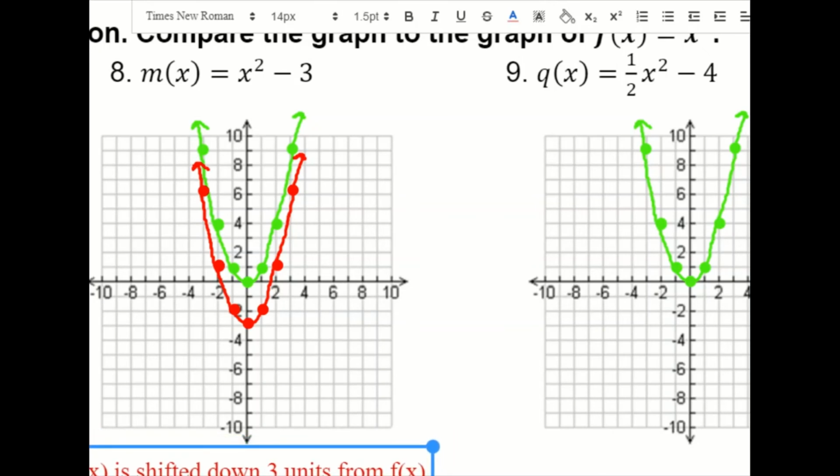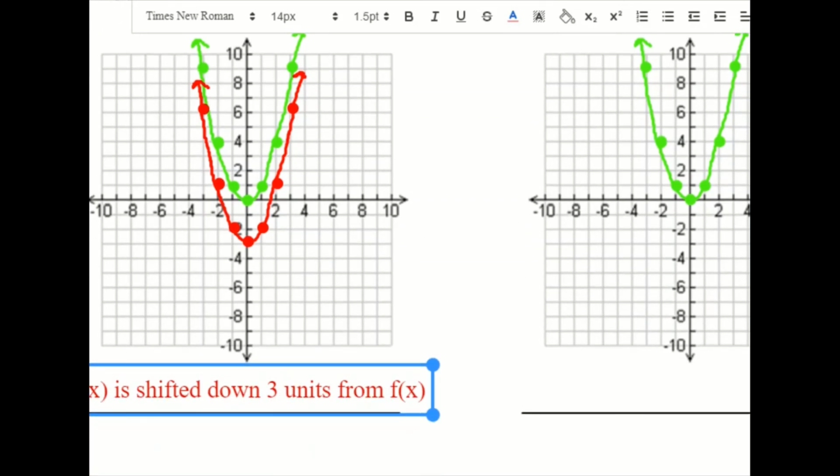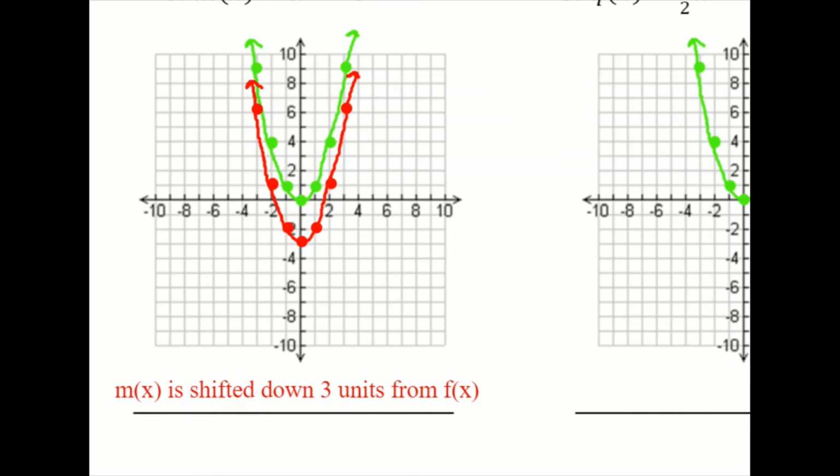Now it's possible to have multiple transformations here. Oh wait, you can't really see that. Let me just scroll down so you can actually see what I'm writing. There we go. So it's possible to have multiple transformations, and we're going to see that in the next problem.